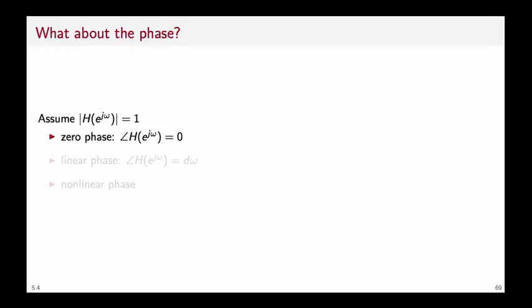The best way to understand the effects of the phase on a signal is to distinguish three different cases. The first one is zero phase, which means the spectrum is real. The second case is linear phase, where the phase is proportional to the frequency via a real factor d. And the third case is nonlinear phase, which covers all other possibilities.